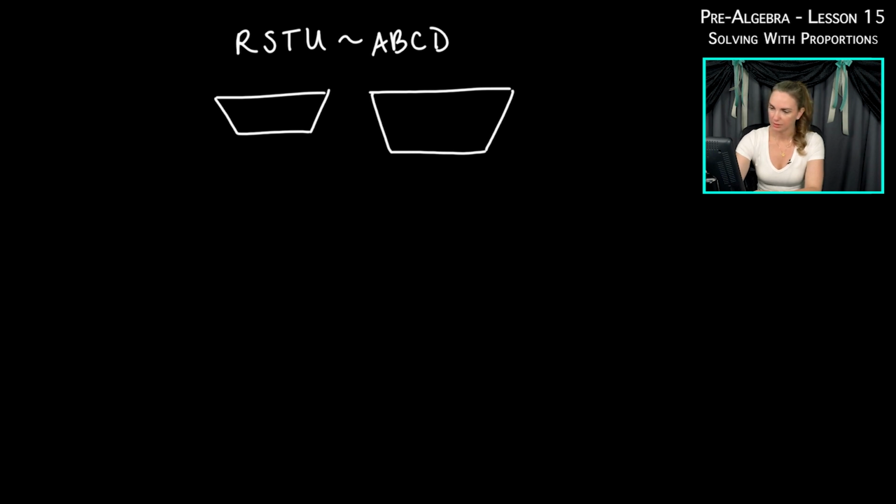So this one is going to be ABCD. And you'll notice that things go around in order. Okay? So on this one, RS is X feet. UT is 24 feet. AB is 5 feet. And DC is 4 feet.